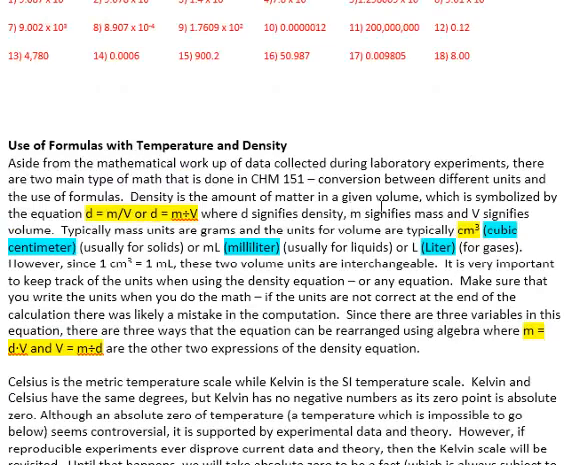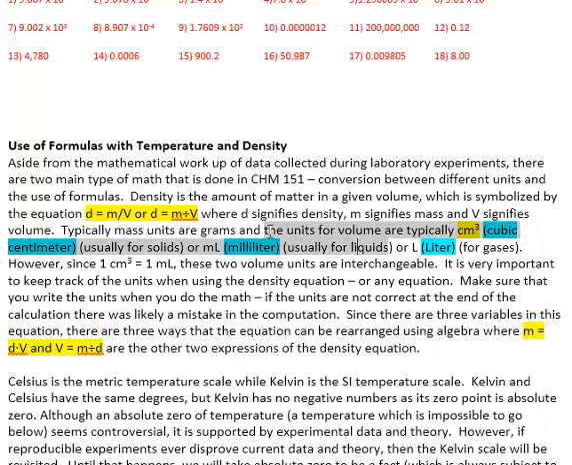So here, density is the amount of matter in a given volume, which is symbolized by the equation D, which stands for density, is equal to M, which stands for mass, divided by capital V, which stands for volume, or D equals M divided by V. In both cases, the slash and this division symbol mean the same thing. And as it states here, D signifies density, M signifies mass, and V signifies volume.